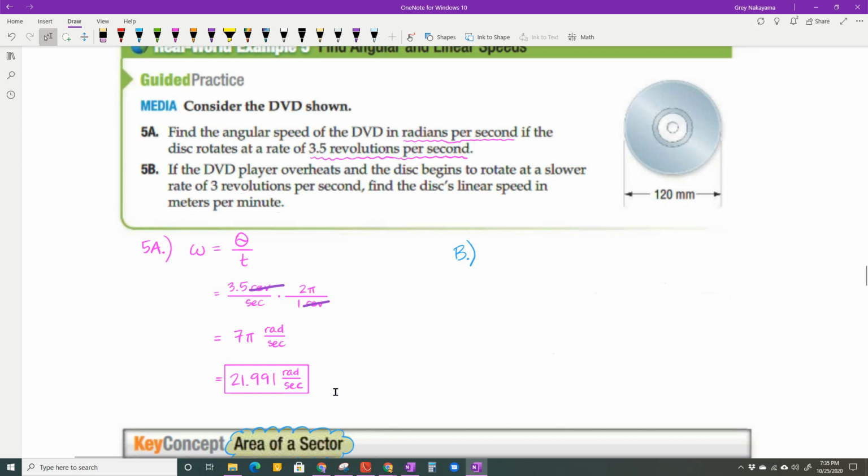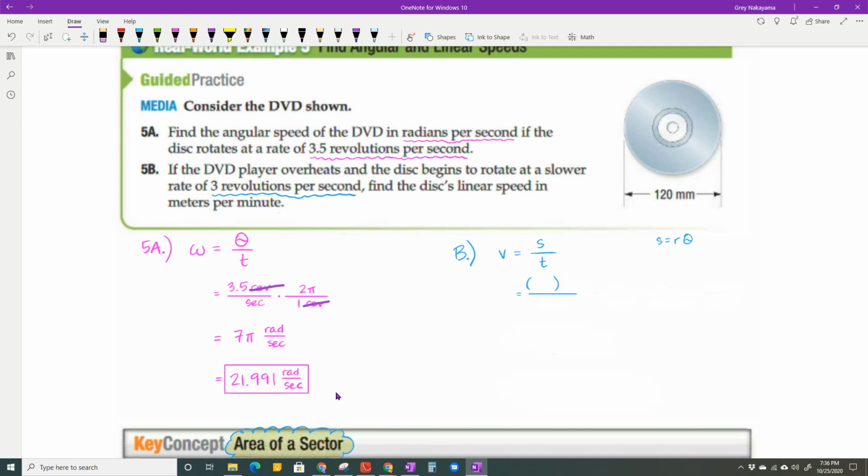Okay, part B says, if the DVD player overheats and the disc begins to rotate at a slower rate of 3 revolutions per minute, find the disc's linear speed in meters per minute. So linear speed is v equals s over t. And remember, s is equal to r theta. So when I put that down and put in the information they gave me, they tell me that I have 3 revolutions per second. Okay? Well, that is my angle, but remember s has to be r theta, where theta is measured in radians.